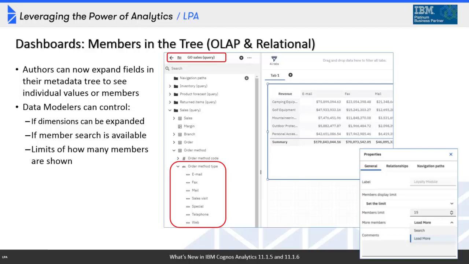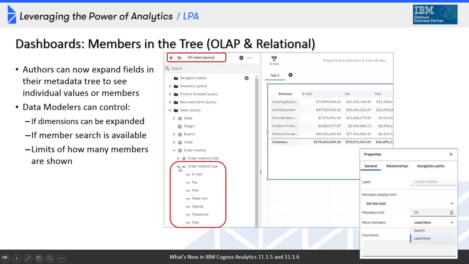Those are called members. And in the OLAP world, we've been used to seeing those, but we couldn't leverage that kind of access in a dashboard. We couldn't see the members. We could see the levels. We could see the structure of the hierarchies in our dimensions, but we couldn't see members. Cognos in 11.1.5 now presents the members. You just have to expand the members.